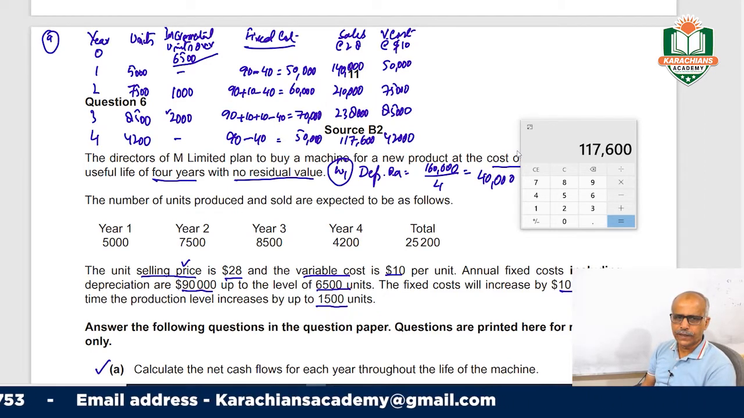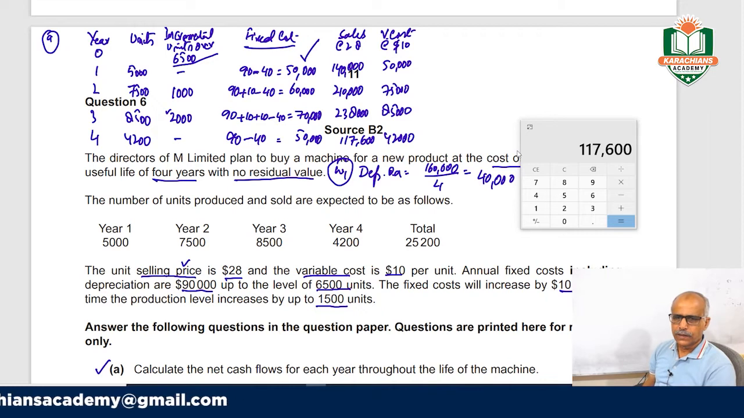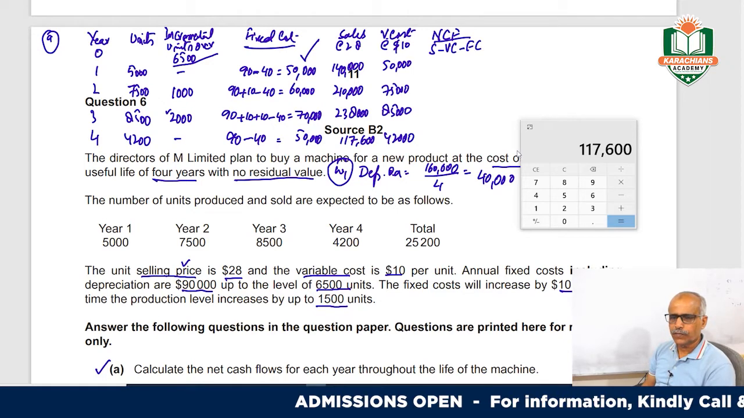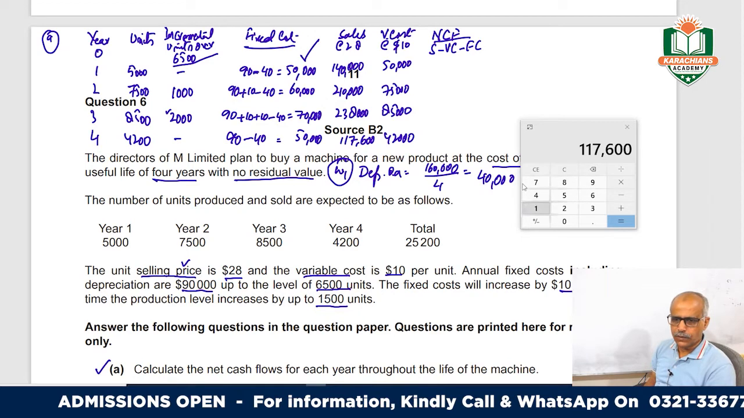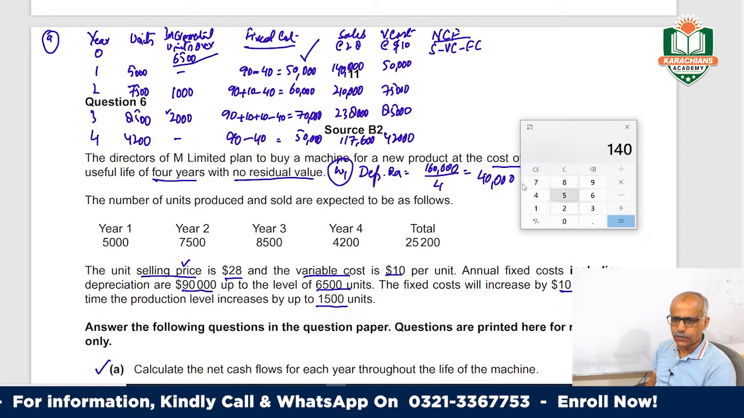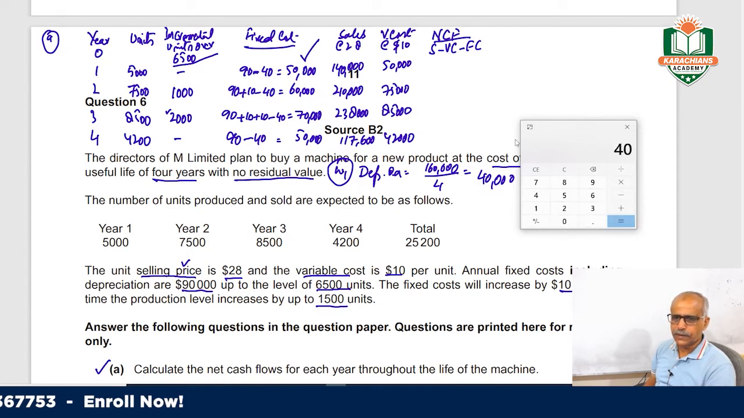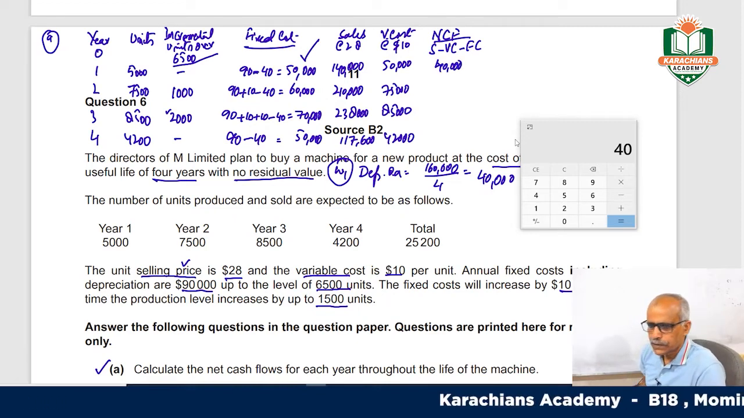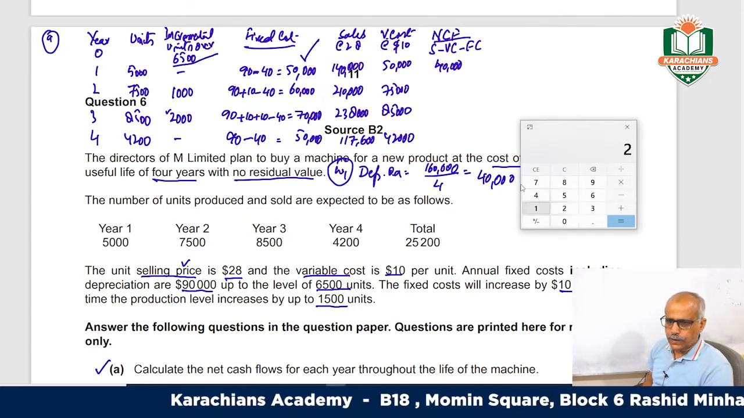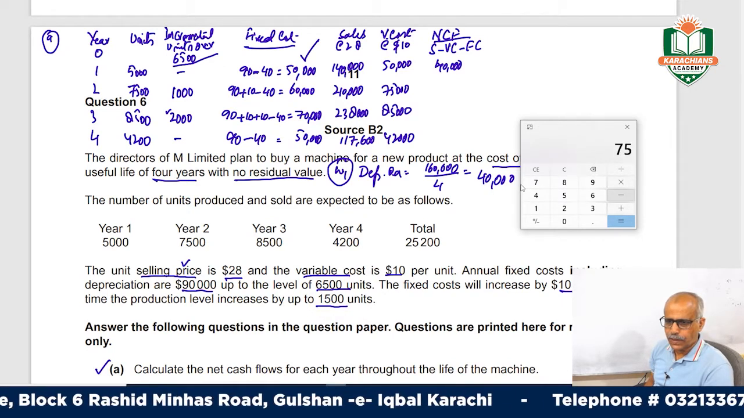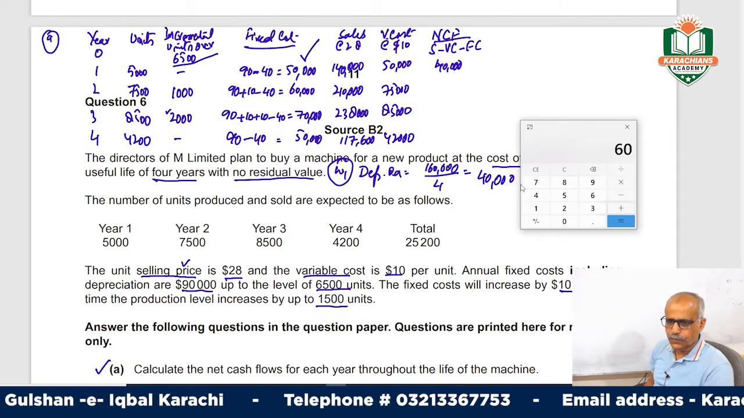Then fixed cost we already have. We have calculated fixed cost here. So our net cash flow will be sales minus variable cost minus fixed cost. So we can work out 140 is sales, minus variable cost is 50, and minus 50. So this will be 40,000, right? And then 210 minus 75 minus 60 of fixed cost.